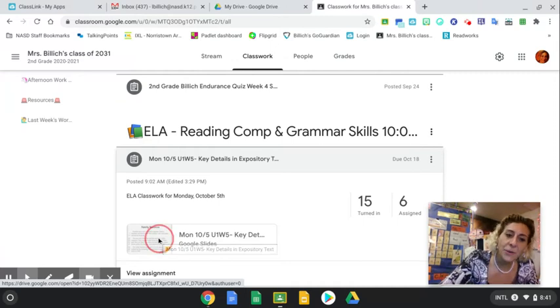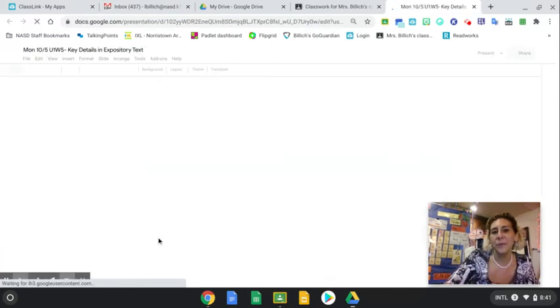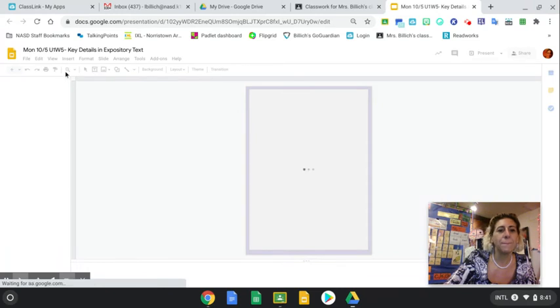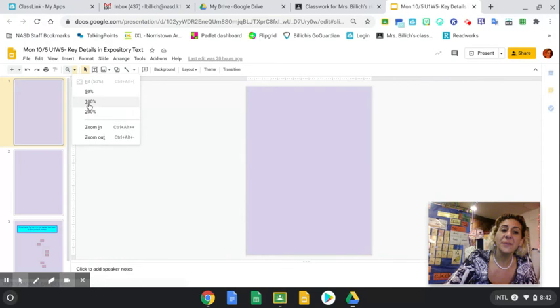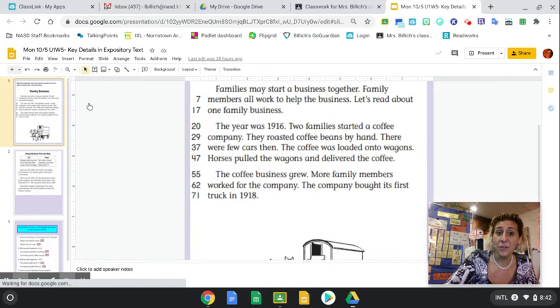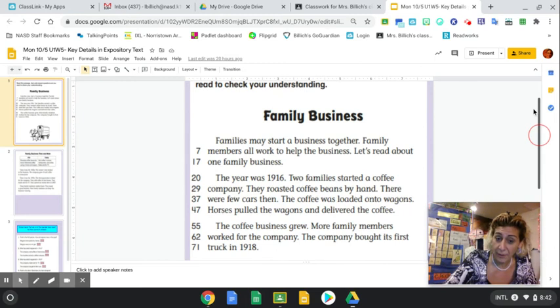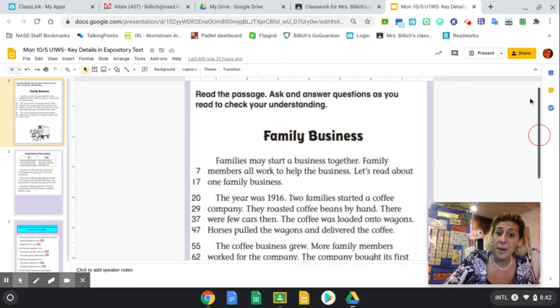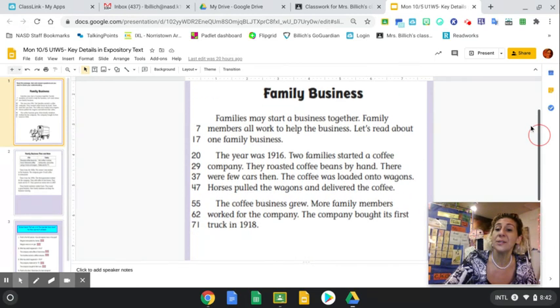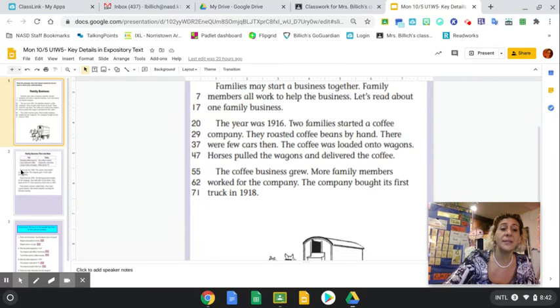Then they clicked on their classwork, which is under reading, and the classwork was relatively easy once they got to it. It was a lot of reading, so some students stayed in the classroom to have it read to them. It was about the family business that two families started together. It was a coffee company.